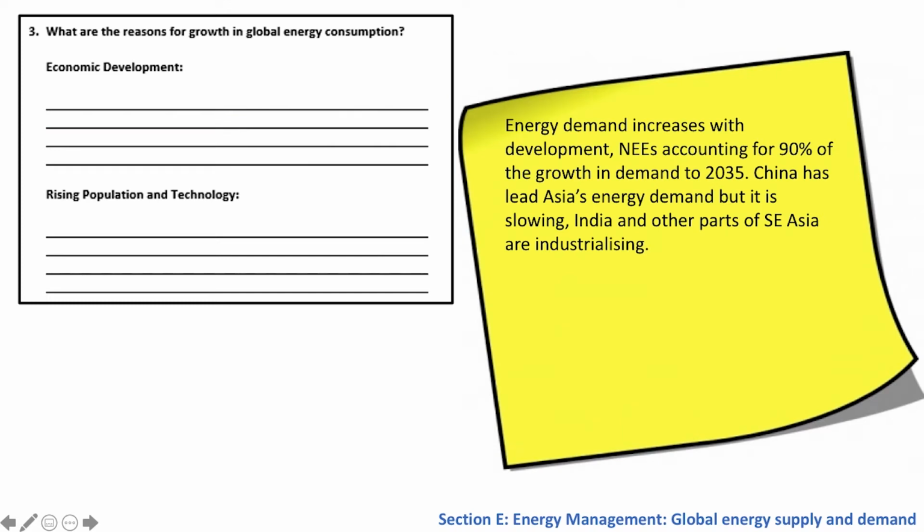Question 3. What are the reasons for growth in global energy consumption? So here we're asked to think about the economic developments as well as the rising population. It says in the responses, energy demand increases with development. Newly emerging economies account for 90% of the growth in demand by 2035. China has led Asia's energy demand, but it is slowing. India and other parts of Southeast Asia are industrialising.